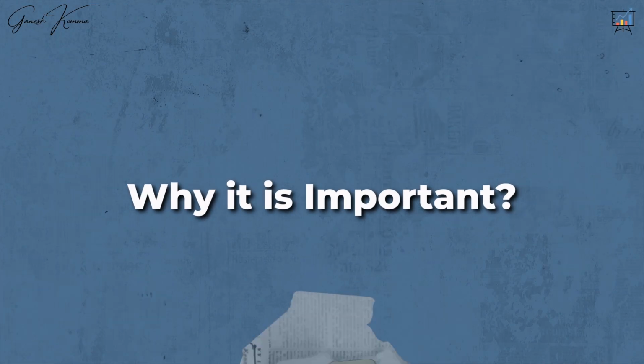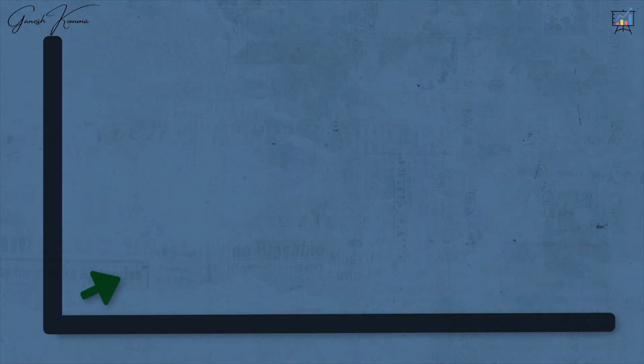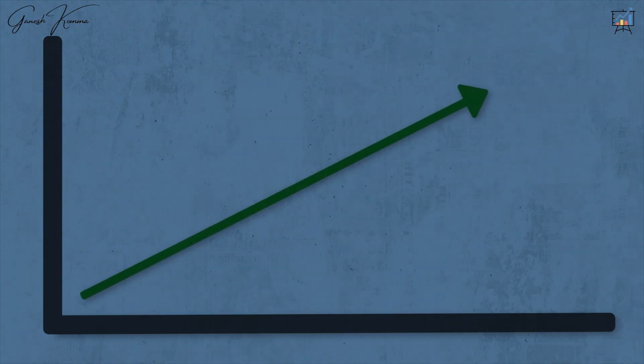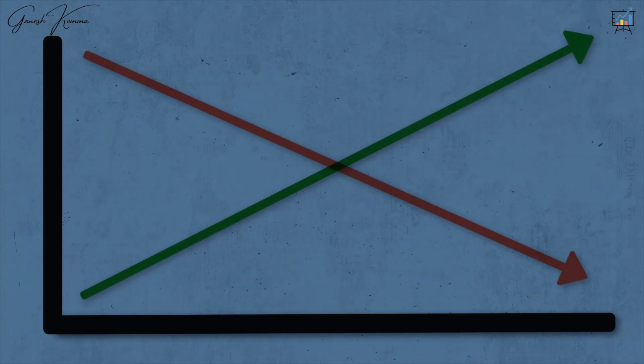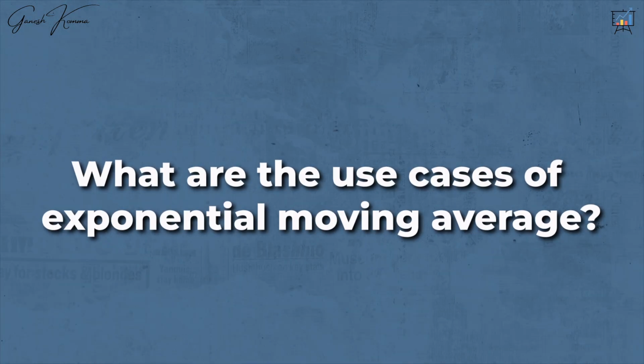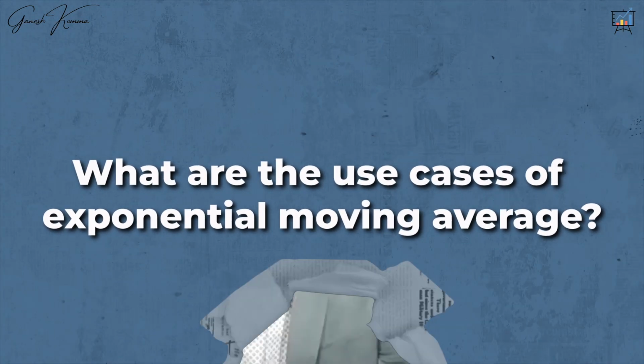So why is it important? By using an exponential moving average, you will know whether the closing price of the stock for the last couple of days is growing exponentially or is falling or decreasing exponentially. And now, sir, what are the use cases of exponential moving average?